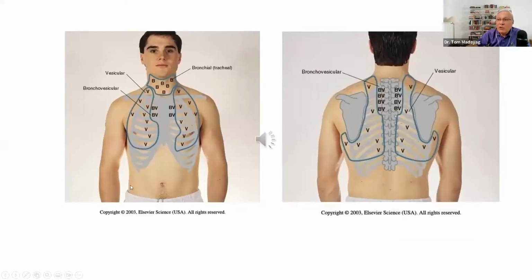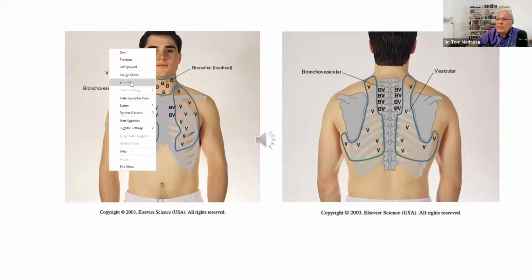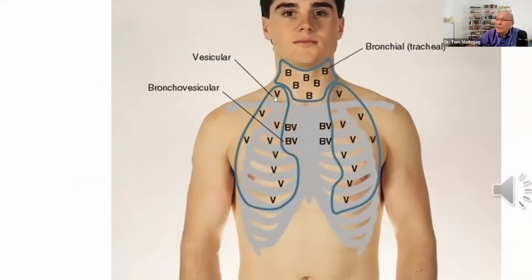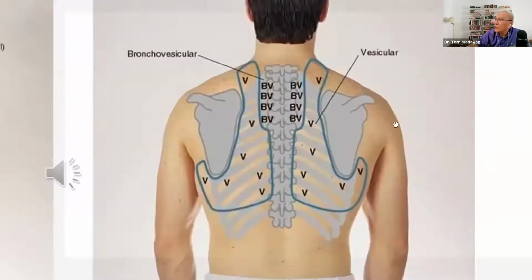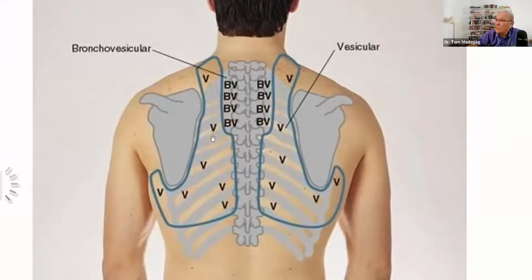So again, as you could see, I'm going now to zoom in. The vesicular breath sounds are those indicated with a V anteriorly right over here. And of course, posteriorly, right over in this area is going to be the areas where you could appreciate vesicular breath sounds. So again, this illustration underscores the fact that you cannot hear anything.